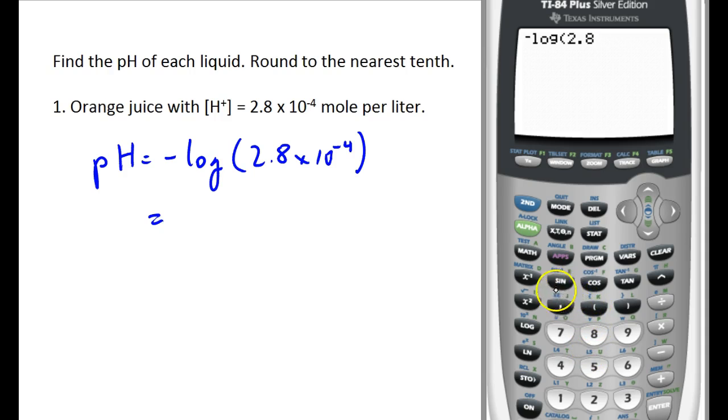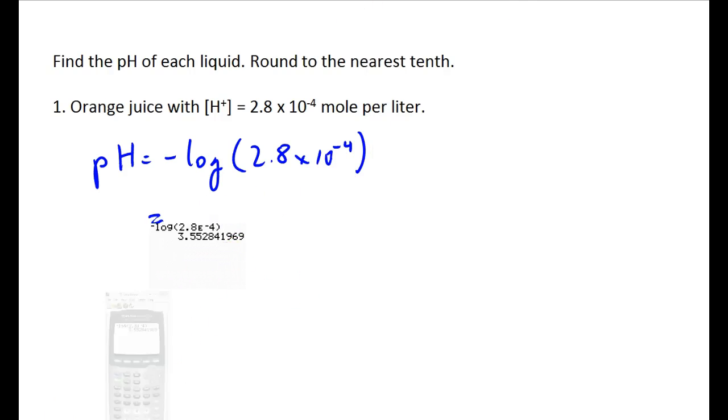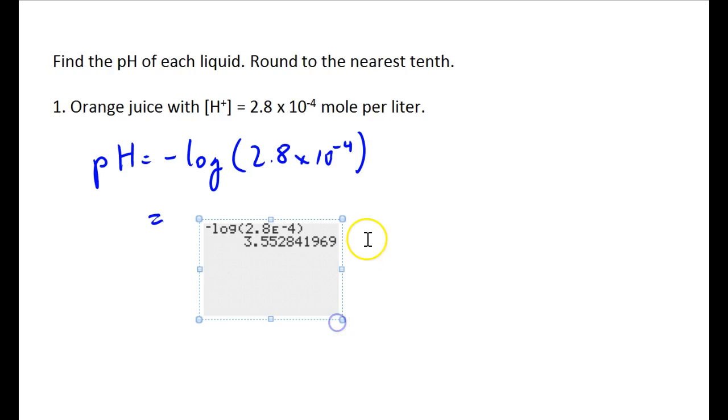To do scientific notation, we're going to get this EE right here. It's going to go second E. Whoops, I got a comma there, didn't I? Let's delete that. Second E, negative 4. That's the shortcut way of doing times 10 to the negative 4. Enter, and we get 3.6. So, to the nearest tenth, that has a pH of 3.6, which means it's acidic. Remember that 7 is neutral, below 7 is acid, above 7 is base.